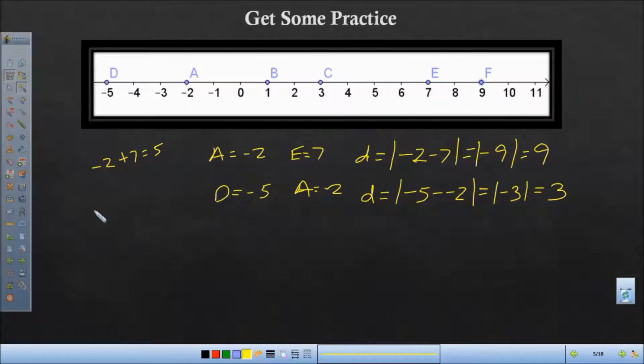Or if I go down here, I go negative 5 plus negative 2, and your claim is 7. You're claiming there's 7 units from negative 5 to negative 2. Well, that's clearly incorrect, because 7 units will get you past 0. Okay? So if you choose to add instead of subtract, your answers don't make any sense. No sense at all. Right?